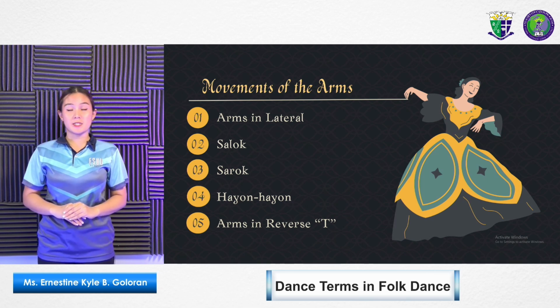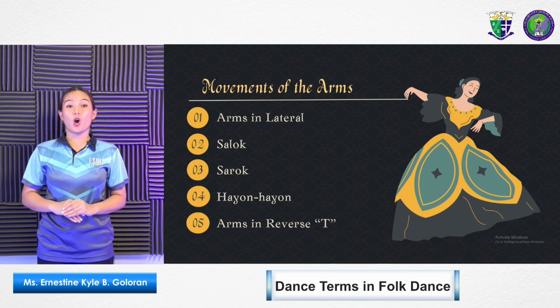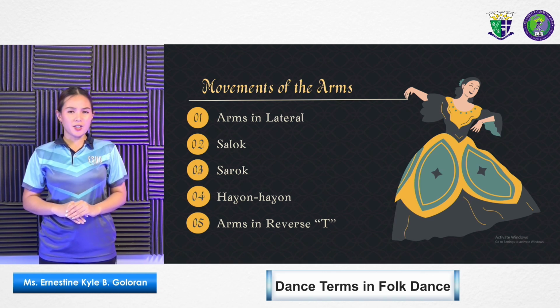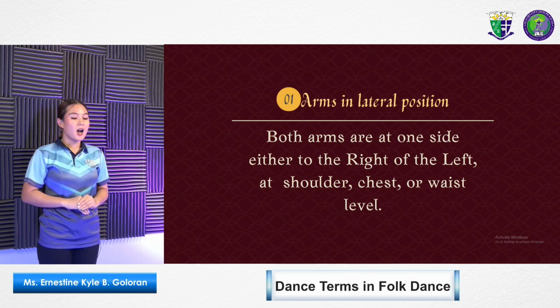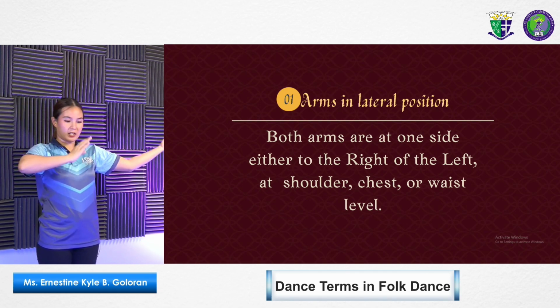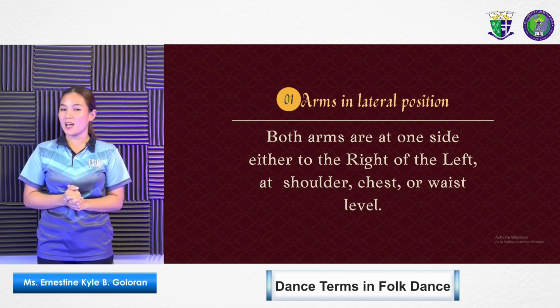So we have the arms in lateral, salok, sarok, hayon-hayon, and arms in reverse T. But first, let's start with arms in lateral. So what is arms in lateral? So both arms are at one side, either to the right or to the left. It can be in a shoulder level, it can be on the chest level, and it can also be on a waist level. So like this. So that is arms in lateral position.